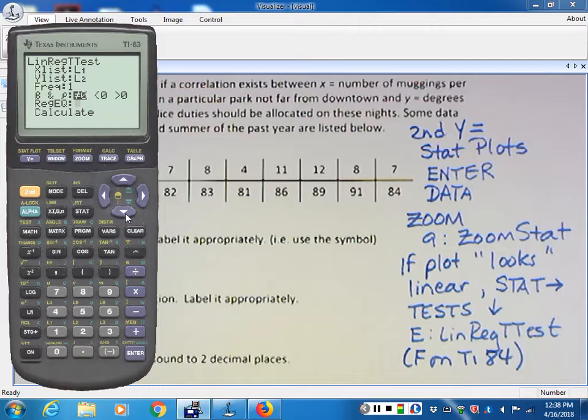So where it says REGEQ, I want you to hit your vars key. It's right next to clear. Right arrow to the Y vars key. And hit enter twice. And that should copy Y1 into that location. Now we're going to have time to practice that. I know you're not going to get this down pat the first time through. Where do we push after vars? Right arrow to Y vars. And then hit enter 2 times. And your screen should look like mine now.